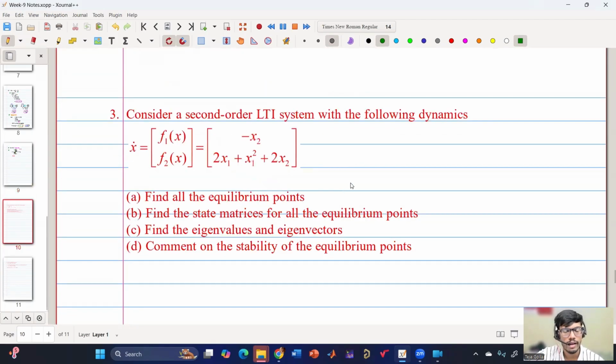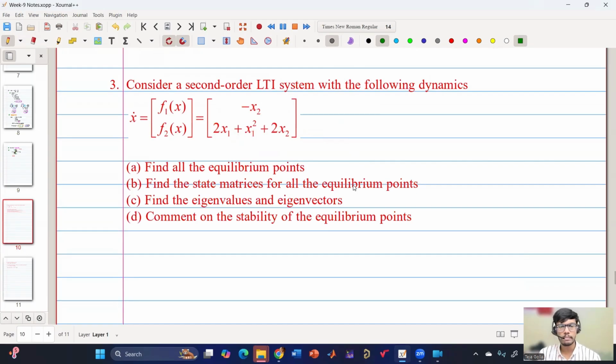Then we'll solve another problem. Let me read out the problem for you. Consider a second order LTI system with the following dynamics. f1 of x and f2 of x are given. Find all the equilibrium points. Then find the state matrices for the equilibrium points. Find the eigenvalues as well as eigenvectors and comment on the stability of the equilibrium points.